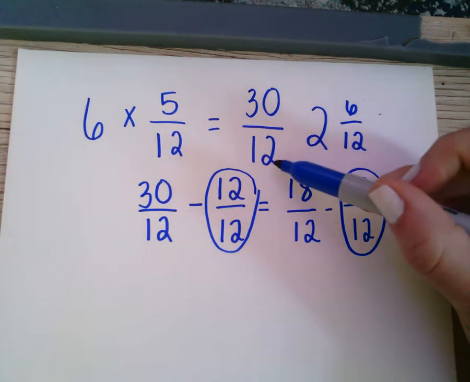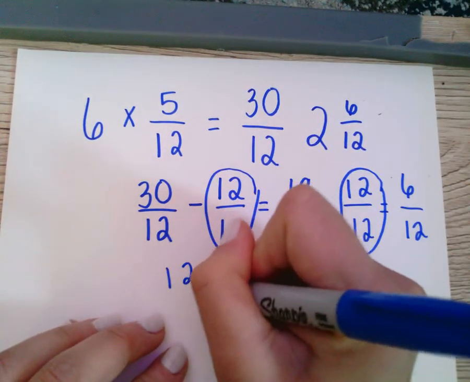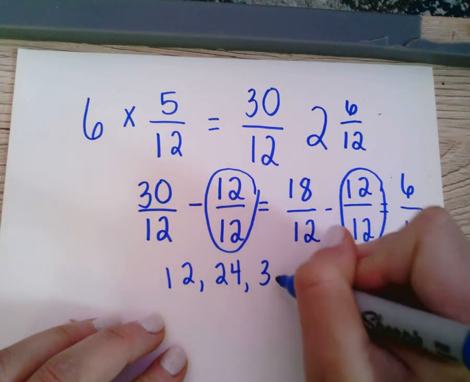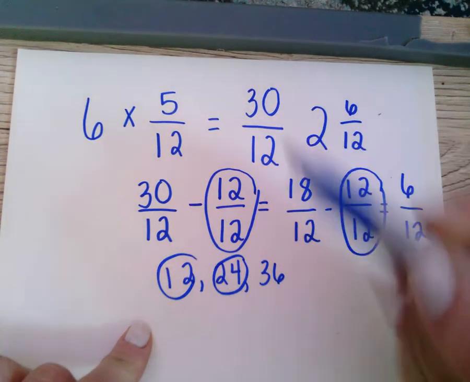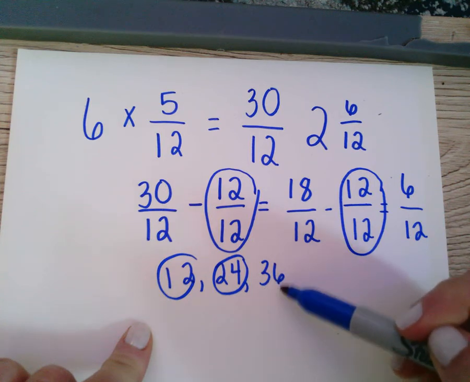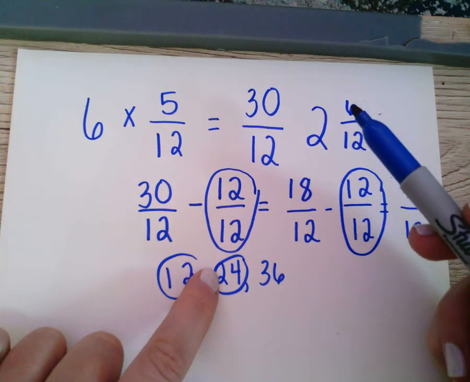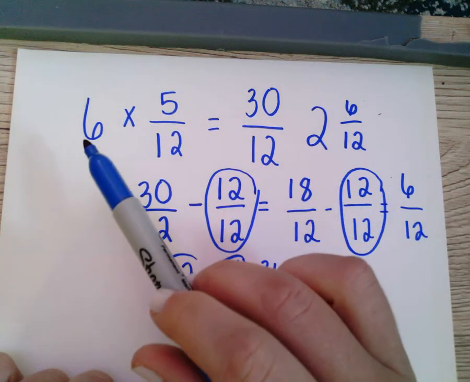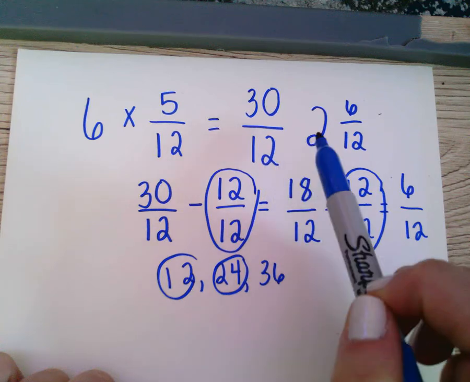It's the same thing as counting by 12s. If it's 12, 24, 36. 2 sets of 12 can fit inside of 30. 3 sets of 12 can't fit inside of 30 because it goes to 36. So from 24 to 30, there's 6 left over. That's just our renaming. So one way you're going to have to do it is multiply a whole number by a fraction, and you have to rename this fraction.